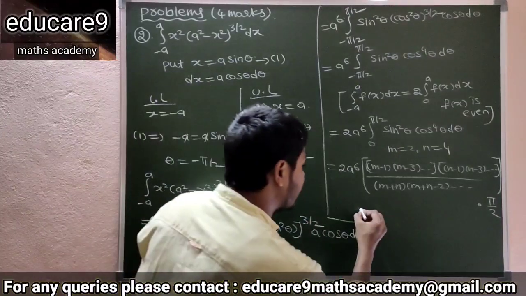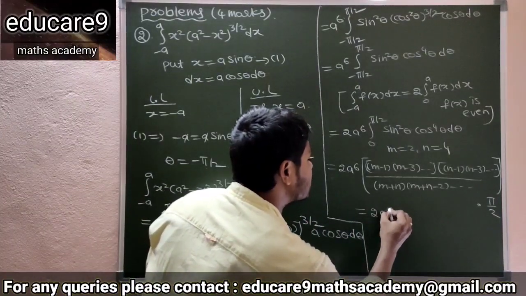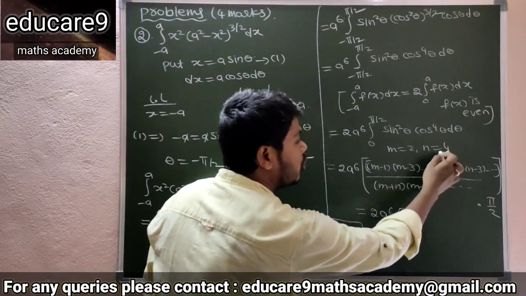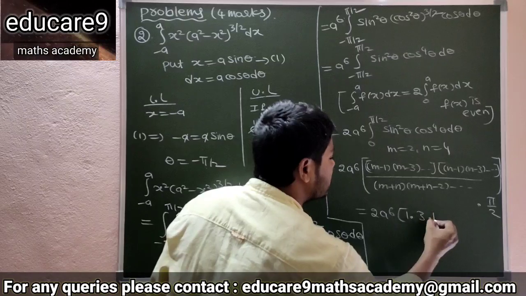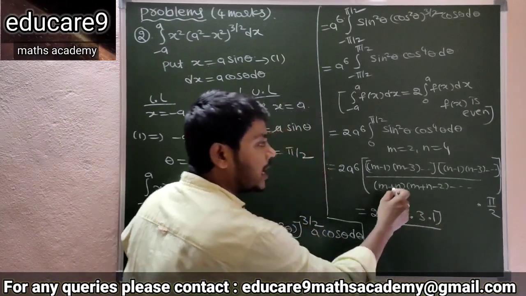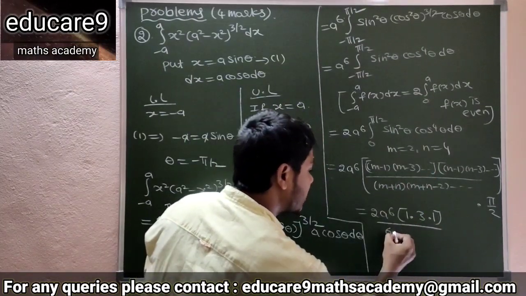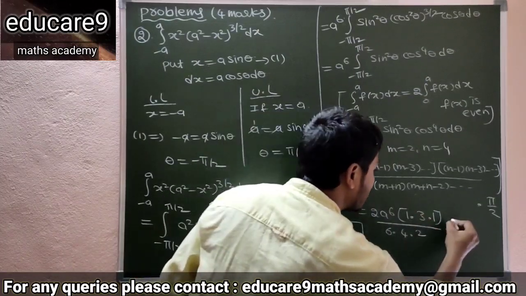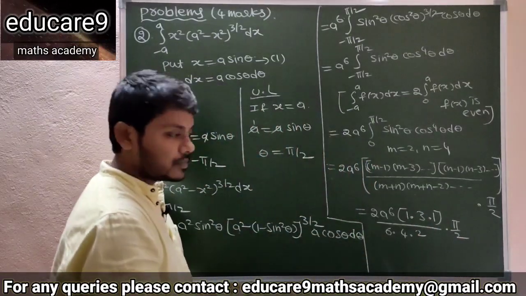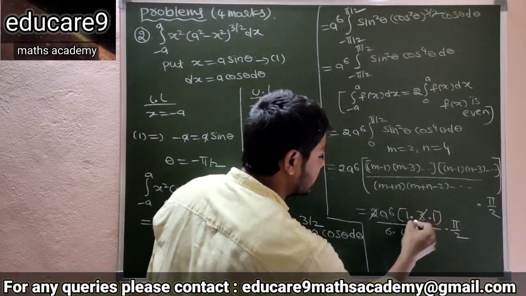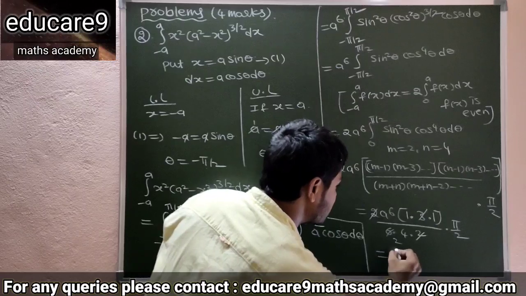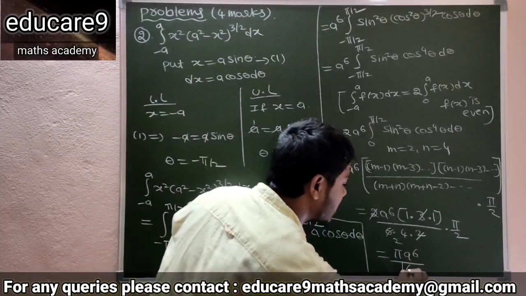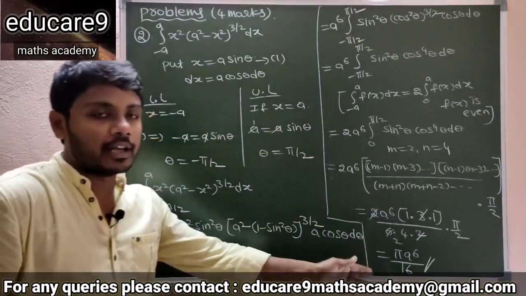Now substitute here, what you get? 2a power 6 into m minus 1, 2 minus 1 is 1. Next here 4 minus 1, that is 3. 4 minus 3 is 1. So divide by m plus n, 4 plus 2 is 6. Next 6 minus 2 is 4. Next 6 minus 4 is 2. So into pi by 2. So clearly 2 gets cancelled. 3 1s are 3, 3 2s are 6. So this is pi a to the power of 6 divided by 16. So this is the required answer.